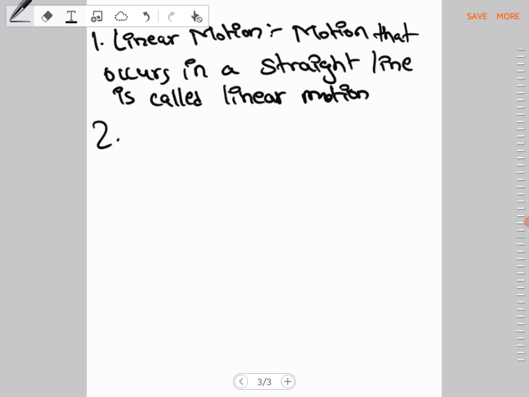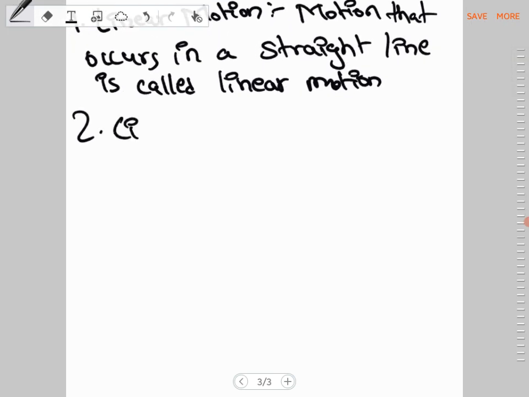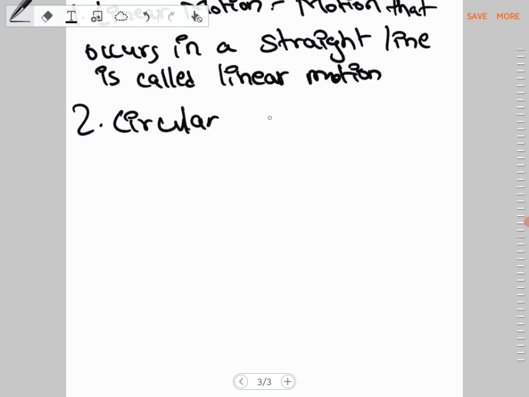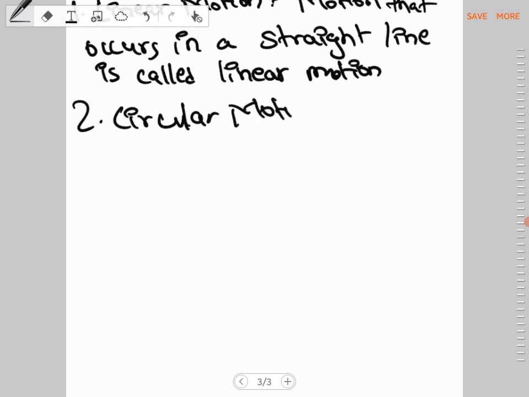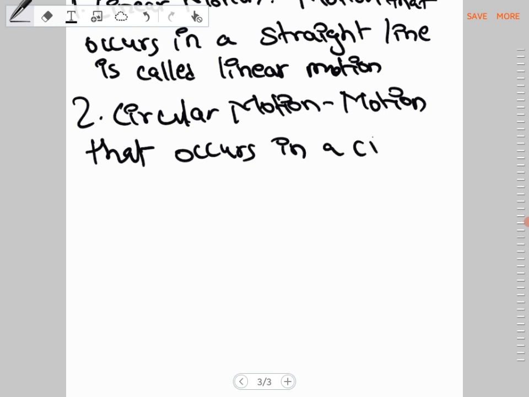And the second type of motion is circular motion. Motion that occurs in a circular path is called circular motion. Example, Earth orbiting the Sun or the Moon orbiting Earth. Or in a simpler way, it could be a car going around a roundabout.